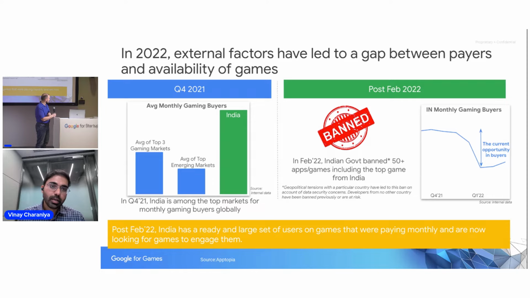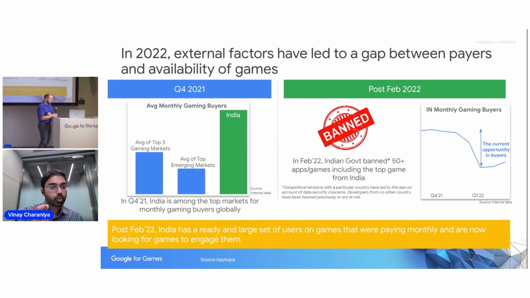If you look at the left-hand side chart, in Q4 of 2021, if you were to see how many users were buying in India, typically you would always assume India is a user market and not necessarily a buying market, but that's changed drastically. So if I take the average of the top three gaming markets globally for Android and compare it with India, it's literally half the number of buyers that the top three markets has. India has double the number of buyers. If I were to compare it with emerging markets, India has more than 3 or 4 times the number of buyers happening on a monthly basis.